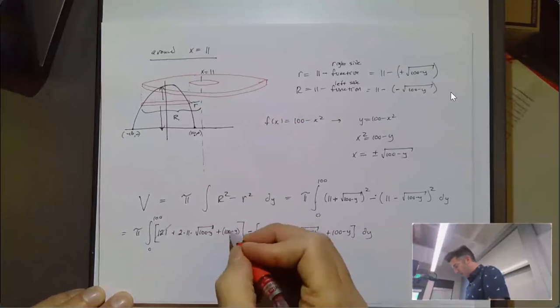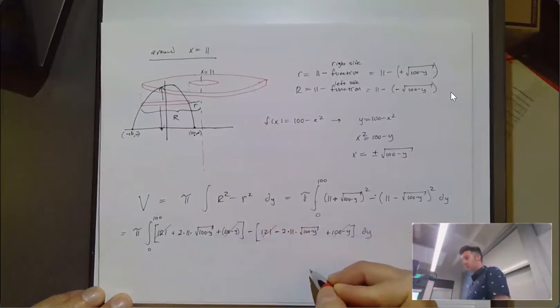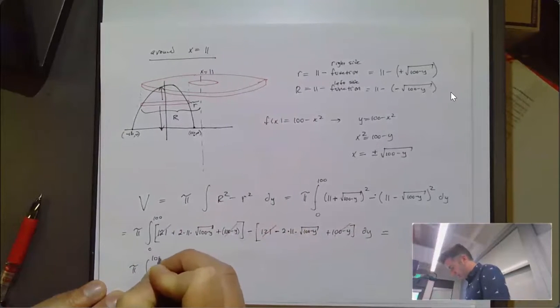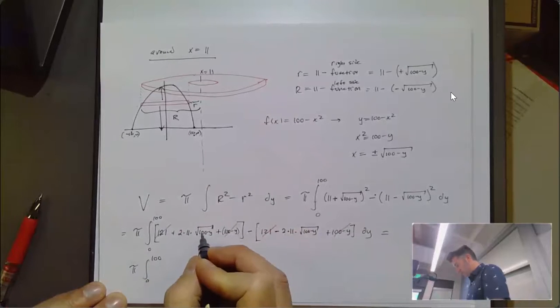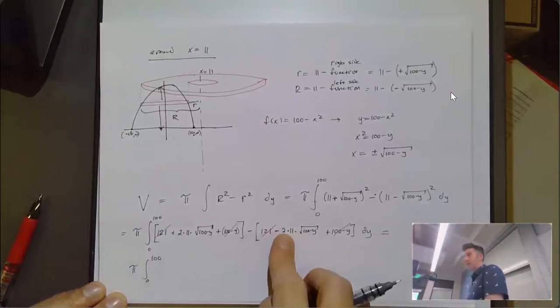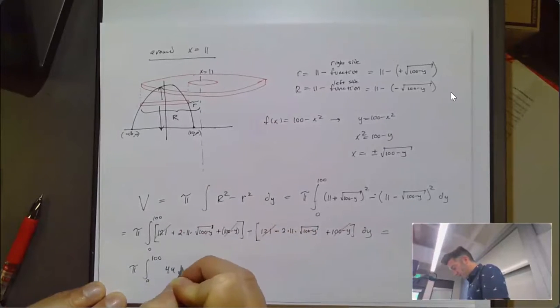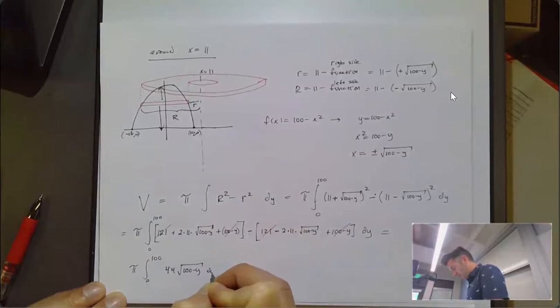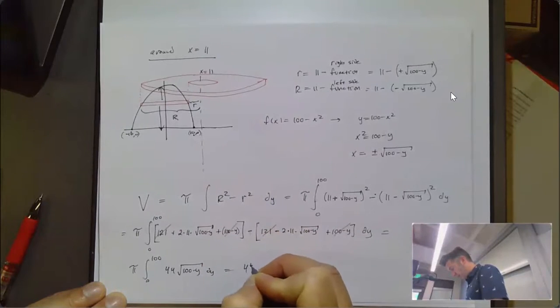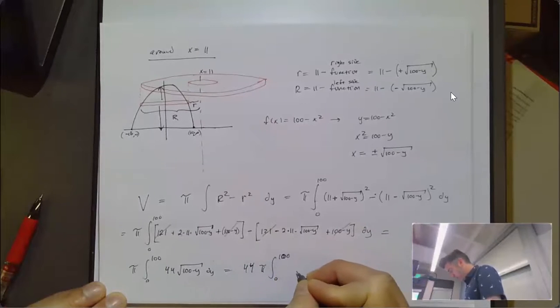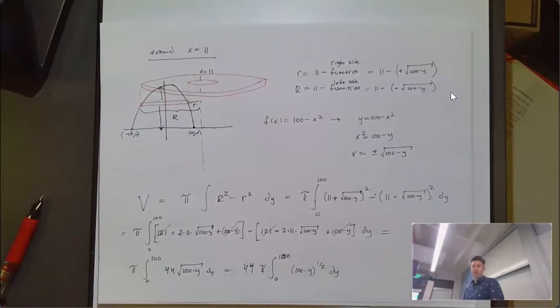And 100 minus y minus 100 minus y cancels. So what you're left with is pi times the integral from 0 to 100 of 2 times 11 times the square root of 100 minus y plus 2 times 11 times the square root of 100 minus y. So it's actually 22 plus 22, so 44 times the square root of 100 minus y, which I would write as 44 pi times the integral from 0 to 100 of 100 minus y to the 1/2 power. And that's not too terrible as far as these problems go. You could integrate that. Okay, 5.